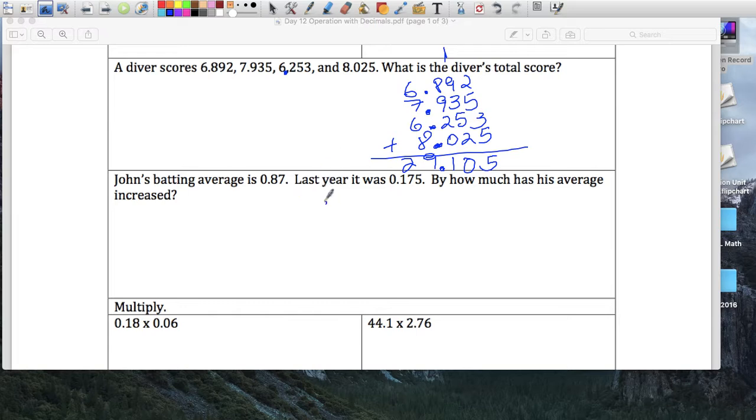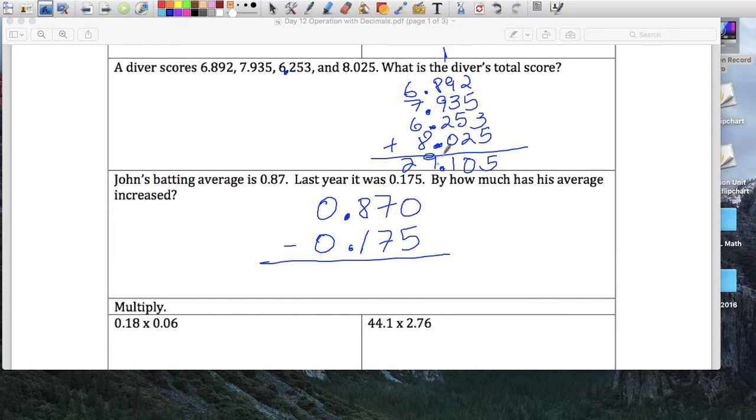So let's go like this. It's a subtraction problem. It's a very bad subtraction problem. A lot of people may not know baseball or understand. So this was a bad problem. But anyways, it's a subtraction problem. So 0.87, we're going to subtract 0.175 from that. Line up your decimals. This needs a 0 here.